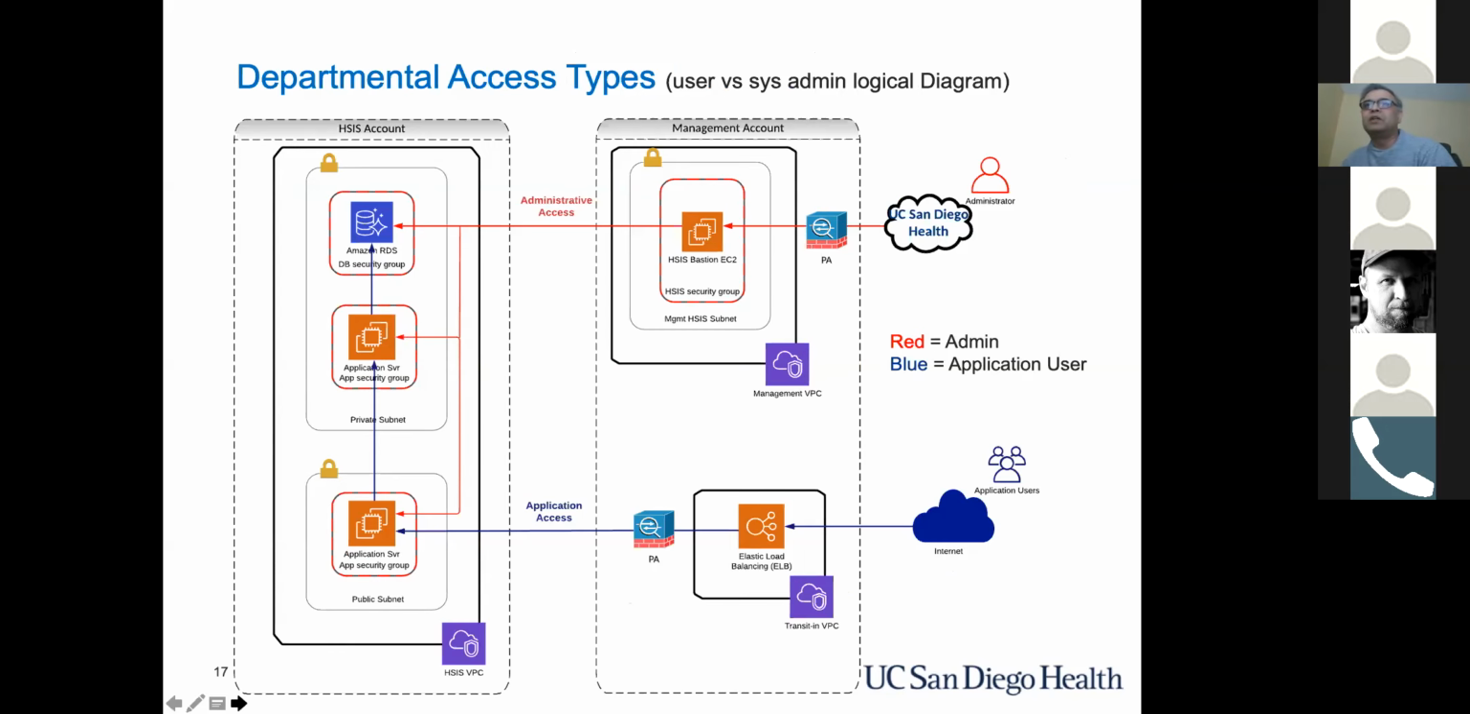And this one actually gives another view of the same thing we mentioned. So the top layer shows any kind of privileged access. A user would hit the bastion and then can access the different resources. And you can see that with the red line going all those ways. And then application users would hit the elastic load balancer, hit the Palo Alto, and then have access only to the application server, which sits in its own subnet and is also controlled with its own security group.